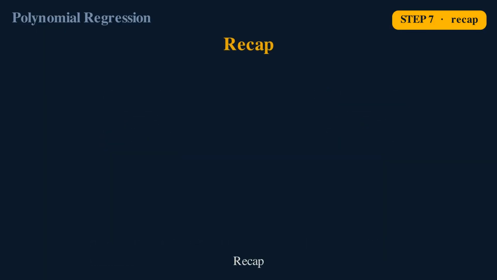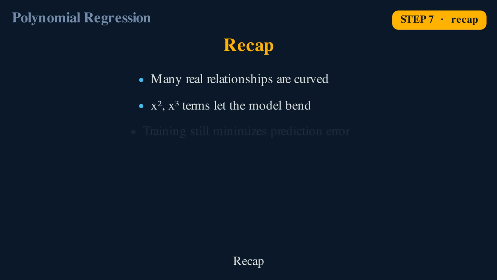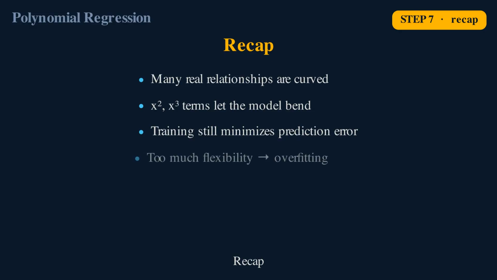Let's recap. Many relationships are curved, not straight. Adding x squared and x cubed terms lets the model bend. Training still minimizes error, but too much flexibility memorizes noise. That's overfitting.